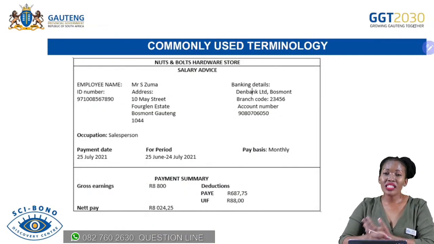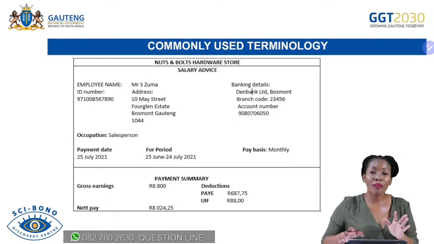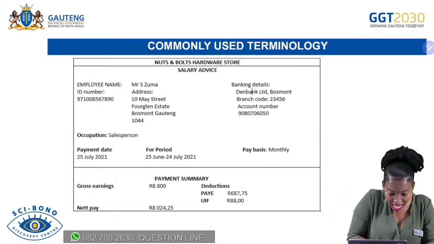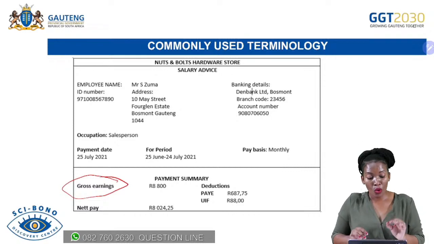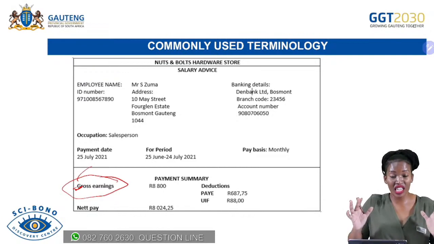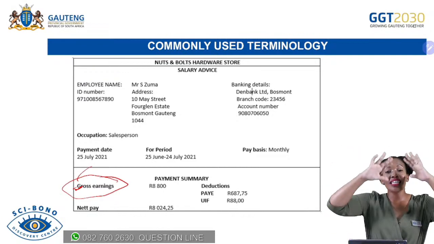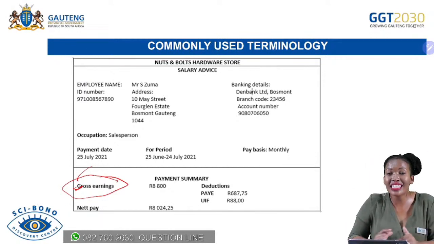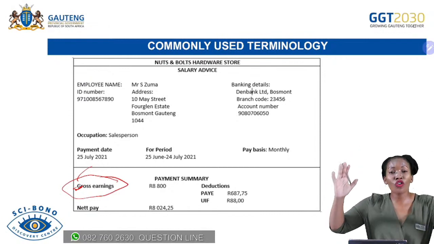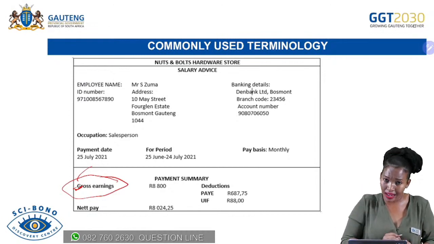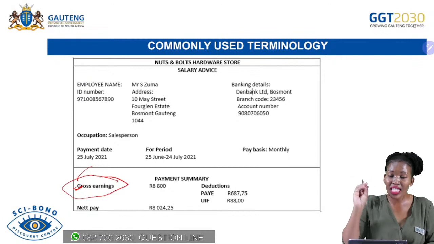And then guys, this is some commonly used terminology that we are going to come across as we work with UIF and taxation. The gross earnings. I think I've exhausted explaining this. When you talk about gross earning, G for gross, it means your gross income, your gross salary before any deductions. It is untouched, as a whole. So your salary without any deductions is called your gross salary, your gross income, your gross earnings.